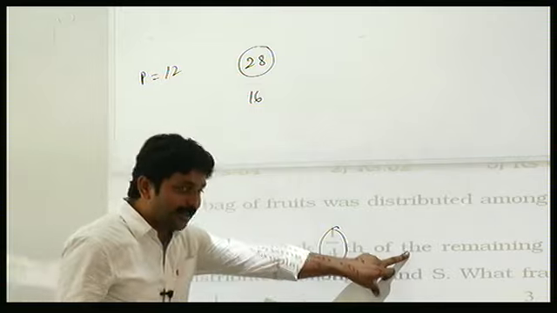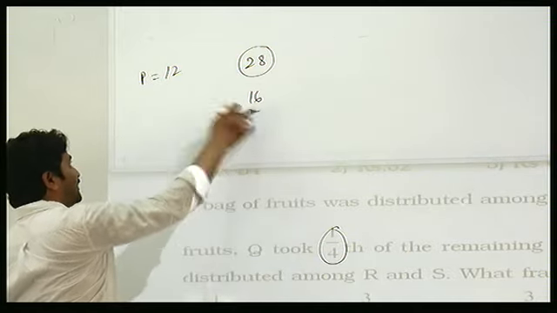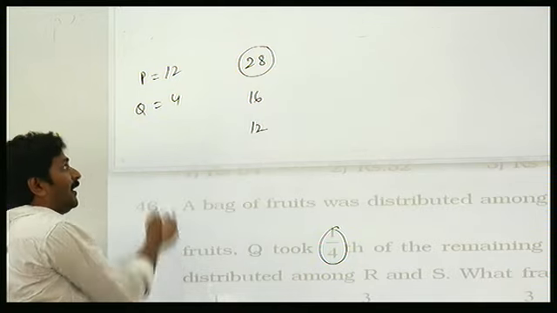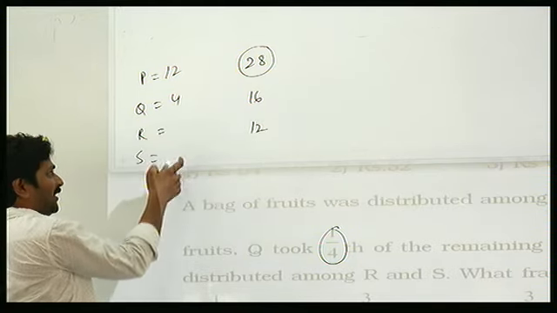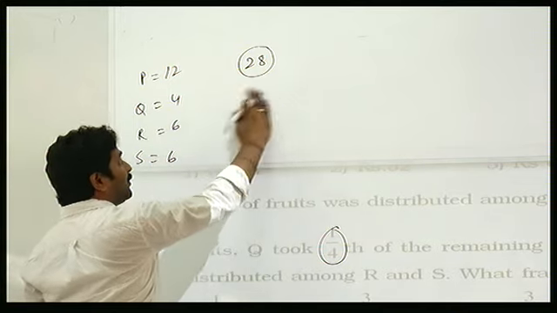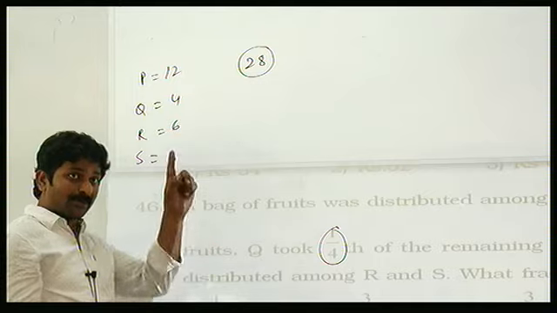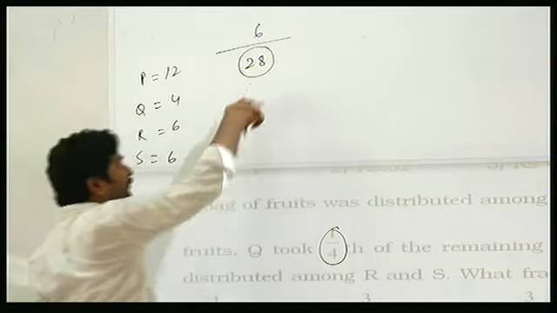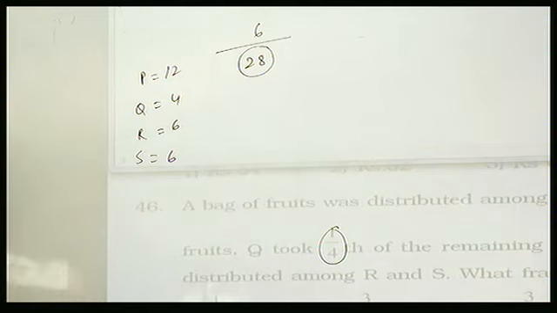Q took 1/4 of the remaining. 1/4 of the remaining 16 is 4. And still you have 12. R and S are getting an equal number of fruits, so each gets 6. You are asked what fractional part of the total number of fruits R is getting. R is getting 6 fruits out of 28. 6 out of 28 is 3/14.